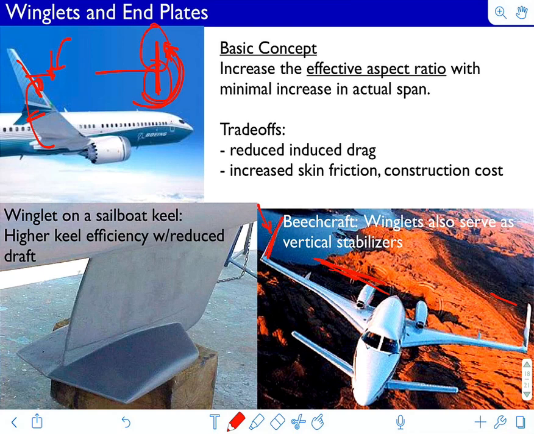You'll see that this plane has no tail at all, so they've essentially taken out the tail effect. If something jostles this plane left or right, it will induce a velocity on these which essentially will work against that jostling motion. And these become the vertical stabilizers.